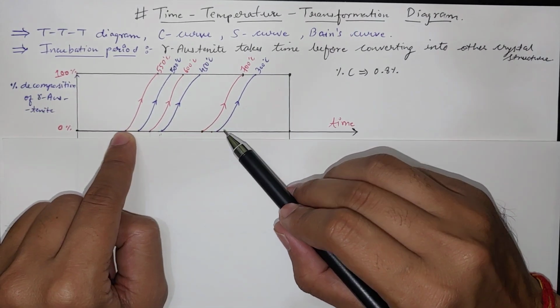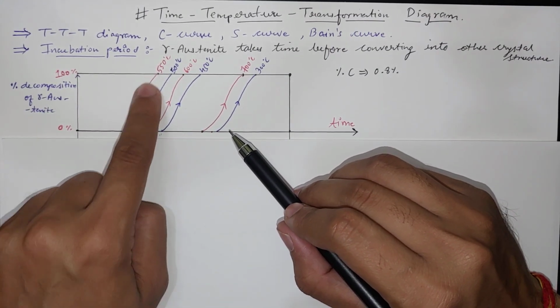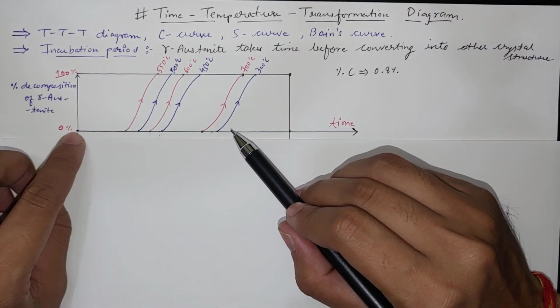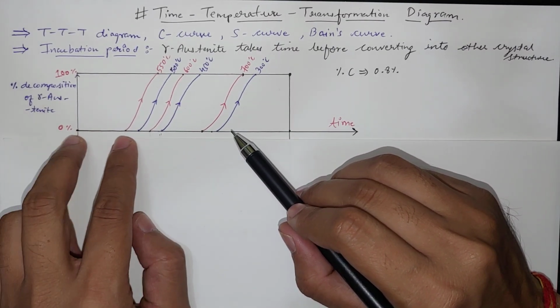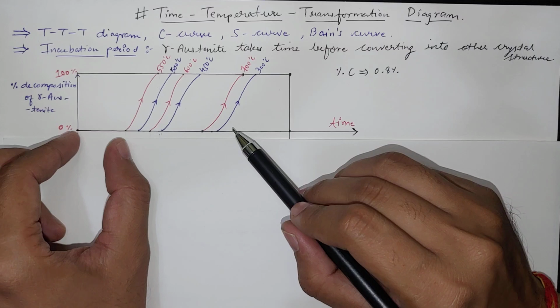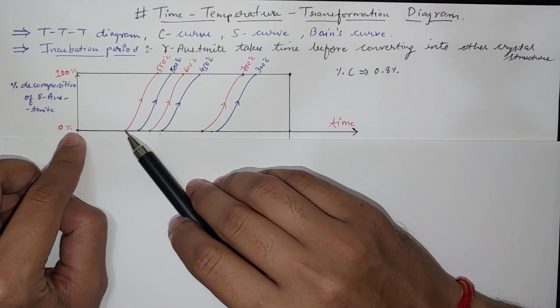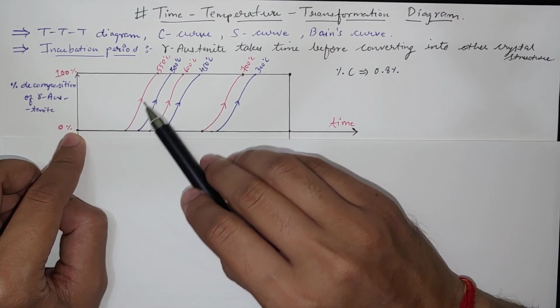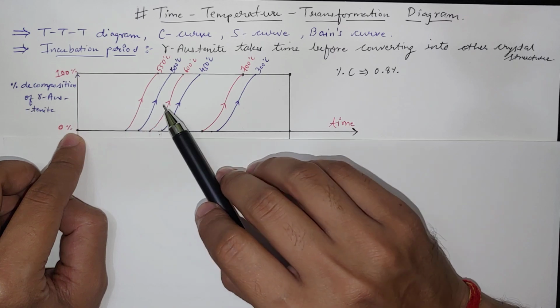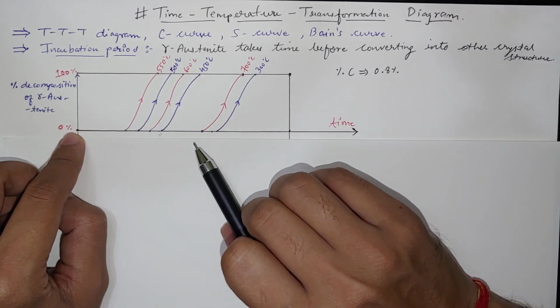This is the change which happens at 550 degrees Celsius, and this particular time period is called the critical cooling rate. So the cooling rate which we give is the critical cooling rate at this point. From this point, 550 degrees Celsius, the incubation period starts increasing again.